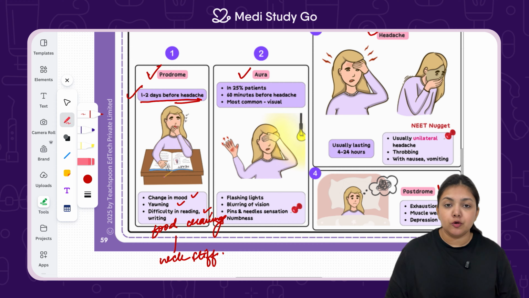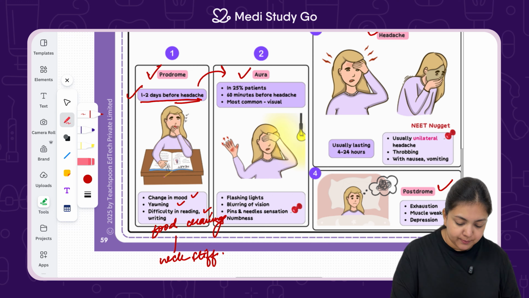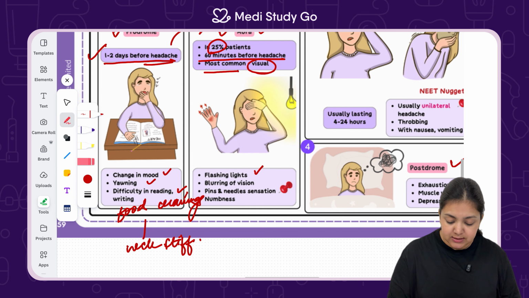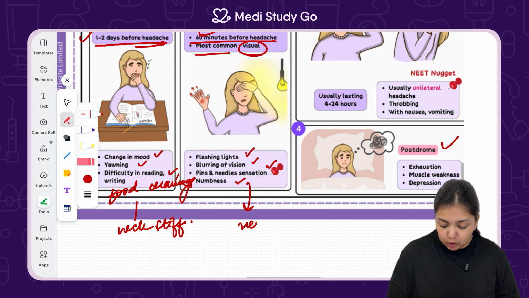This feeling, which is 1 to 2 days before the actual headache, is followed by the presence of aura. It happens in 25% patients and occurs 60 minutes before headache. And the most common manifestation is visual, where the patient is not really interested or gets annoyed when he sees sparky lights or even normal flashlights in the room due to LEDs or LCDs. So the patient wants a dark room because that is going to give him sort of relief. So aura is characterized by flashing lights, disturbance, blurring of vision, pins and needle sensation in the head, and numbness can also be felt. These are basically the neurologic symptoms which happen before the actual headache.